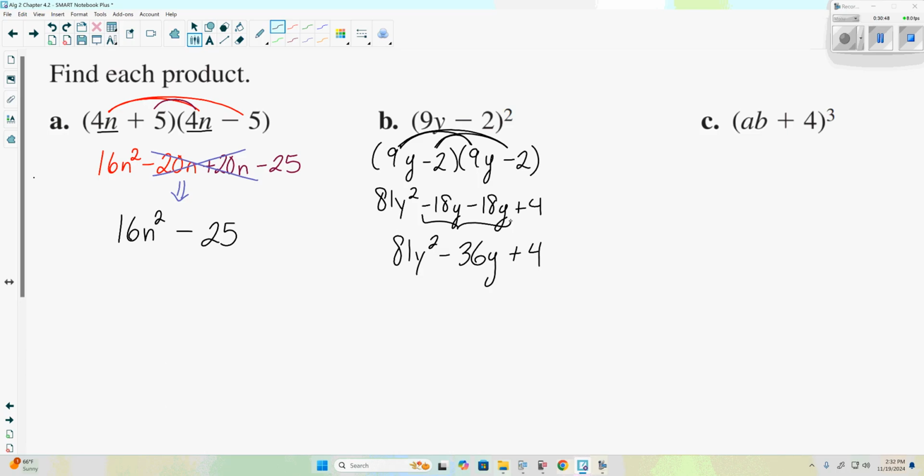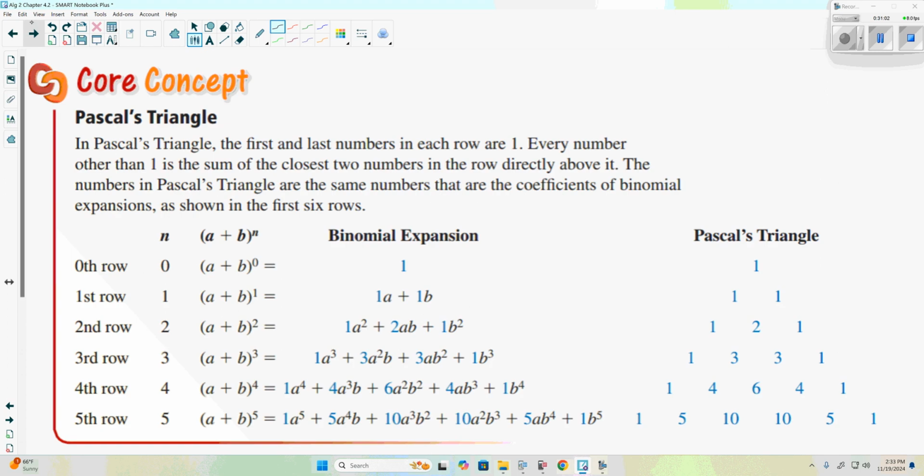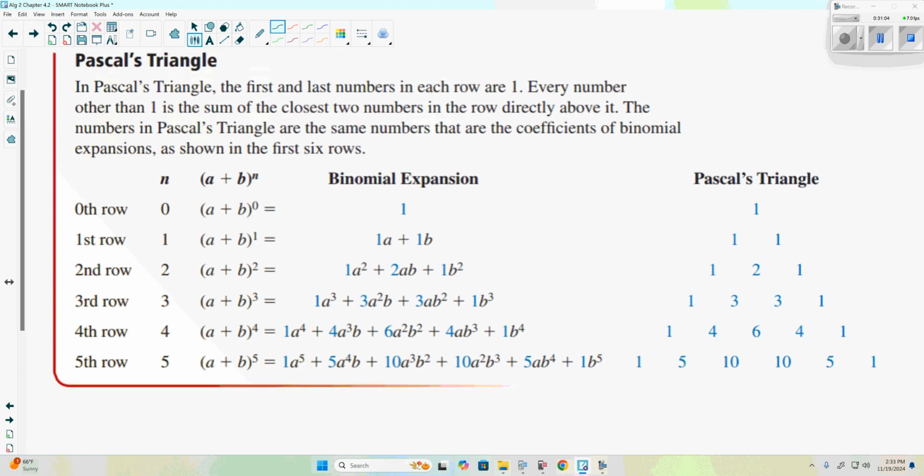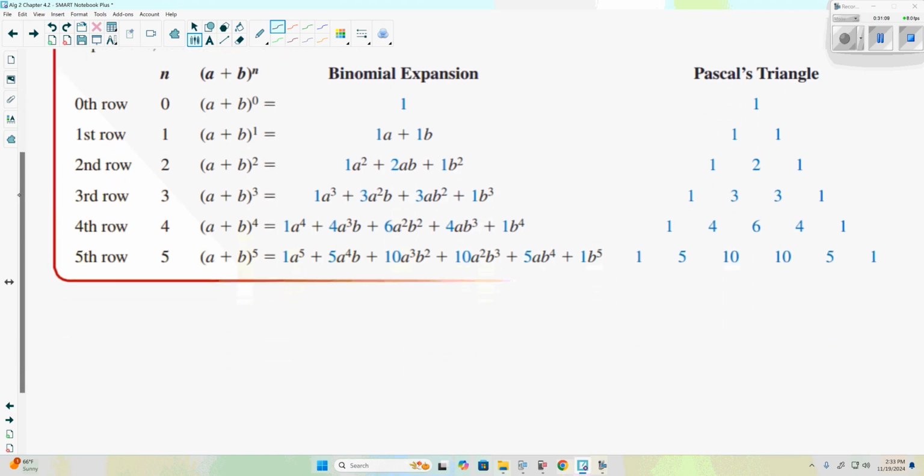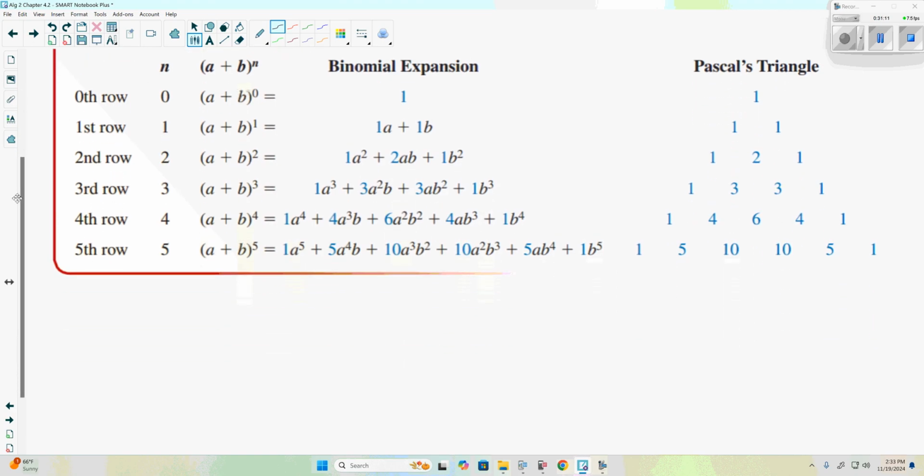Now, especially once we start getting to bigger powers like (9y - 2) squared, where it's not squared, we're talking about 7th, 8th, 10th power, the shortcuts start becoming a lot faster. One way that we get there is Pascal's triangle. Pascal's triangle gives us a setup for how to actually factor these out with given terms A and B, the first and second term.